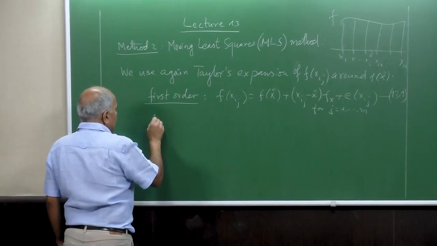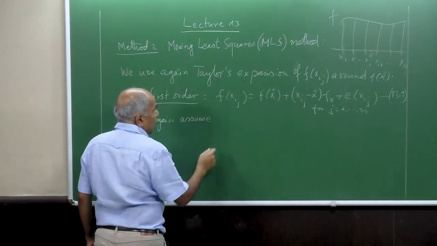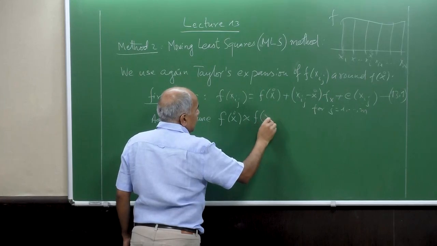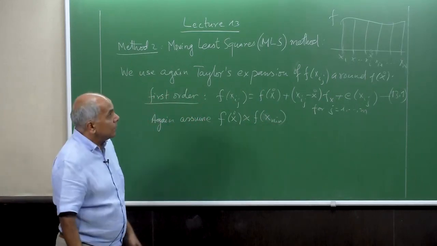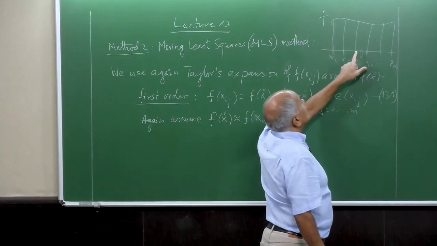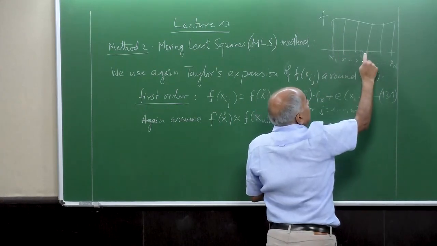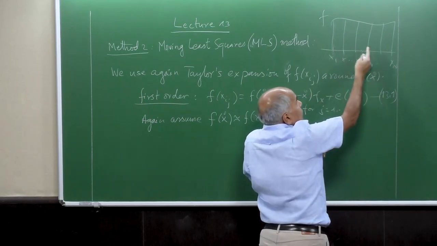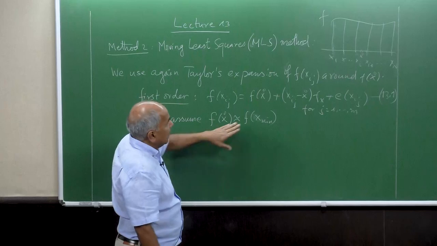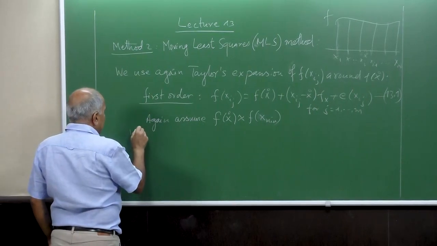And now again, assume that f of x0 is approximated to its nearest grid value. So if this one is closer, we approximate f of x0 with this value, or if it is closer to that, it approximates to that one. So from all the neighbor list, we sort which one is the closest one. And once we know the closest one, we define it as x min, and then we assume that this f of x0 is approximated by the nearest value. So then we subtract.